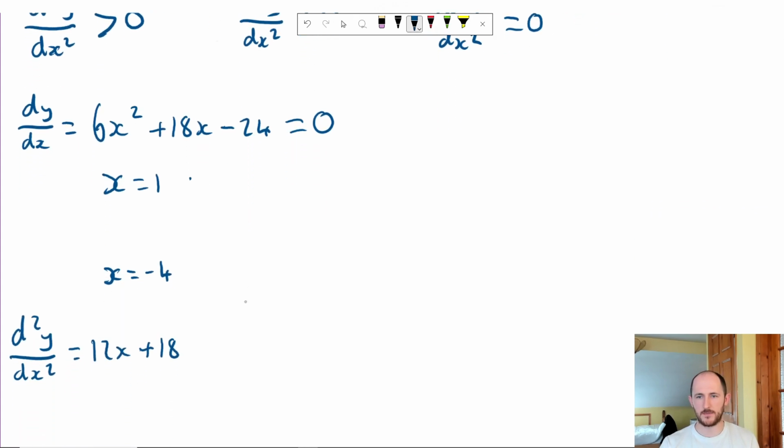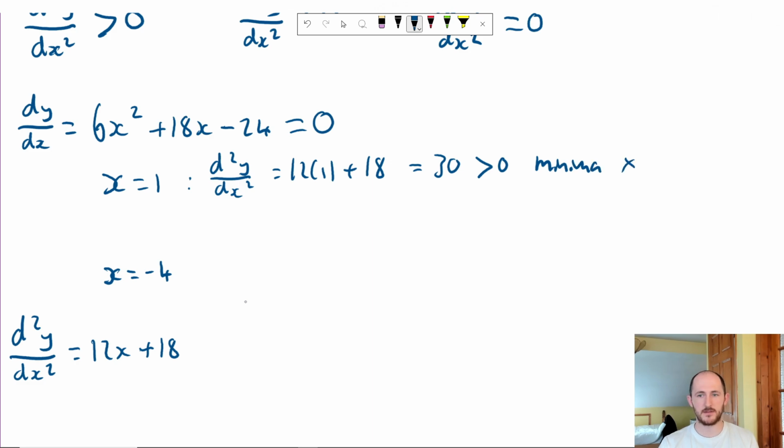So here we go. D squared y by dx squared will equal 12. You might be able to see already which one's going to give me a positive and negative. But that's going to give me 12 plus 18 is 30. That's bigger than 0, which means it's a minima. So it's not that one.